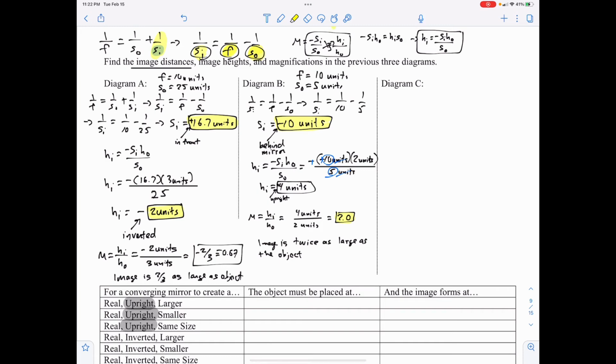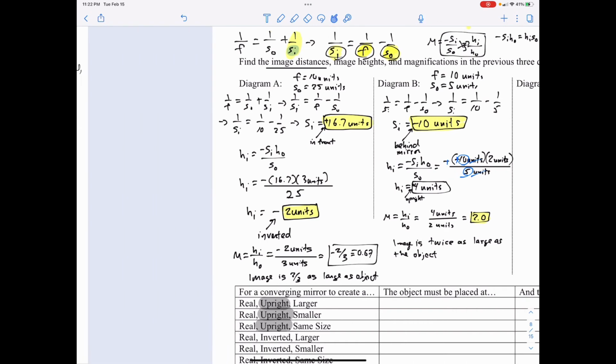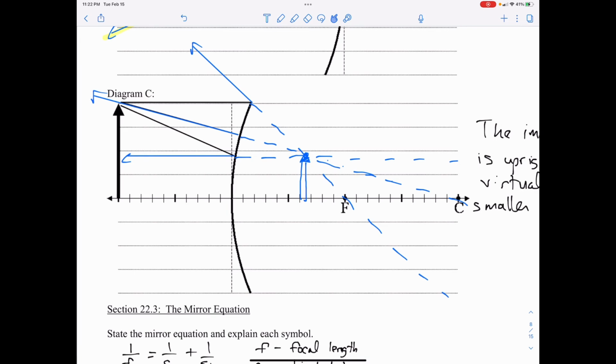Okay, and then finally, diagram C. Diagram C has a focal length inside the mirror. So the focal length this time is going to be -10 because it's behind the mirror, not in front of the mirror. The object is placed 10 units. I keep wanting to say centimeters. It's just generic units. Could be meters, centimeters, whatever. The object is placed 10 units in front of the mirror. The image seemed to form between 5 and 10 centimeters behind the mirror. Let's take a look at the analysis of this one.